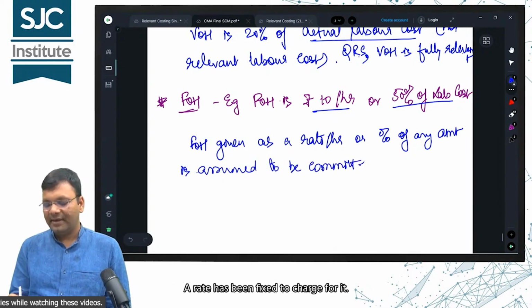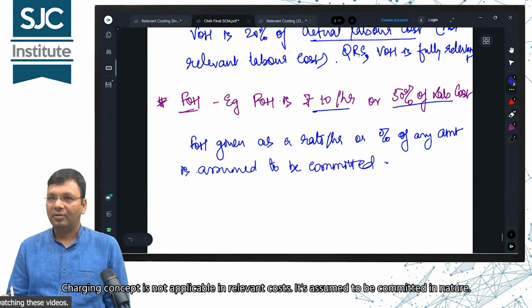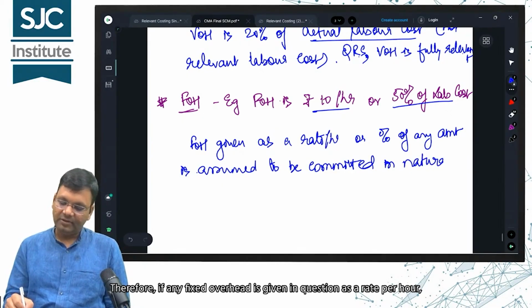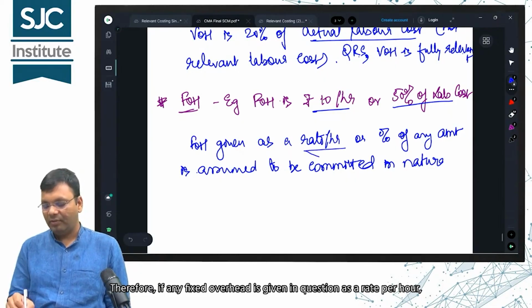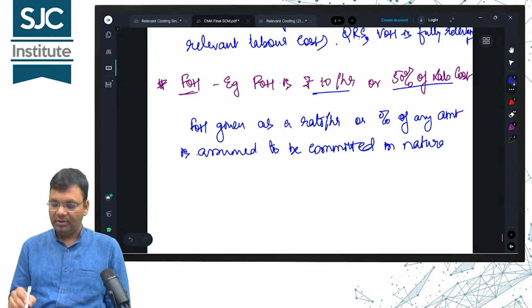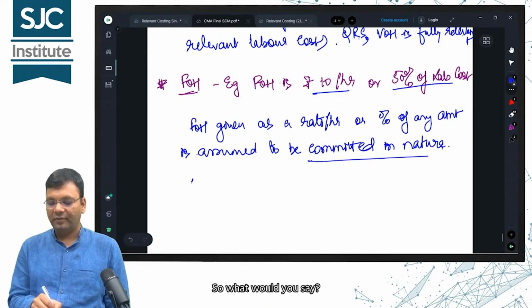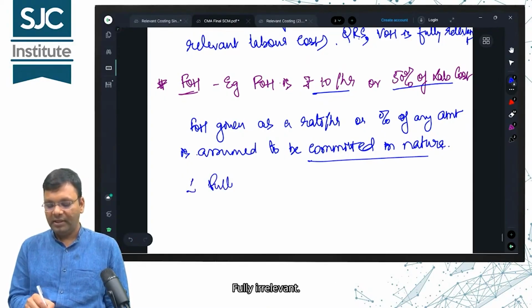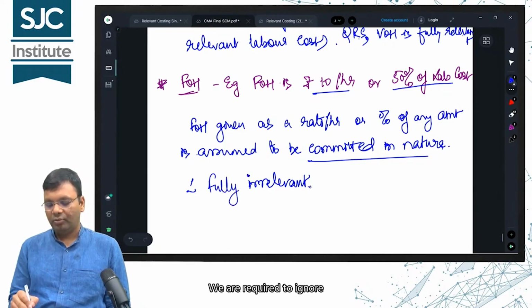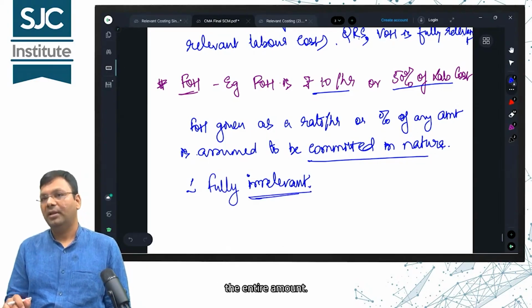A rate has been fixed to charge for it. Charging concept is not applicable in relevant costs. It's assumed to be committed in nature. Therefore, if any fixed overhead is given in a question as a rate per hour or as a percentage of any cost, any amount, it's assumed to be committed in nature. So what would you say? Fully irrelevant, ignore the whole amount. We are required to ignore the entire amount.